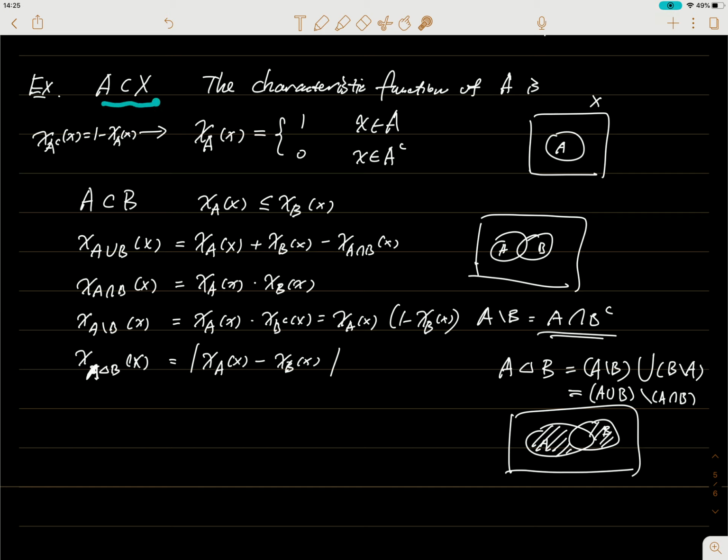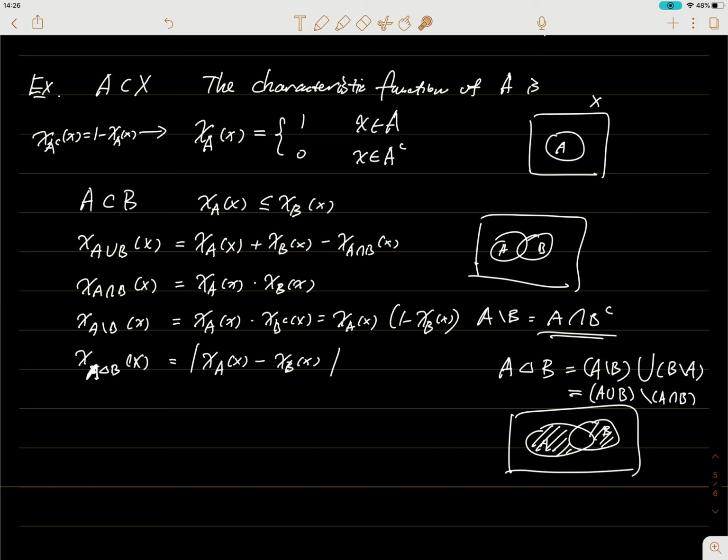Suppose I have a set A, a subset of X. Then the characteristic function of A is defined as this binary function. For any little x in the set X, I will get the value 1 if x is inside A, and it will be 0 if x is outside of A. So you look at the image here. This entire set is X, A is a subset, and this characteristic function just takes value 1 here and takes the value 0 outside of A.